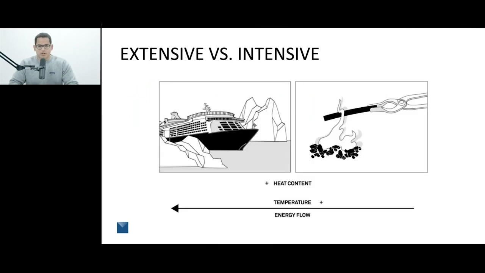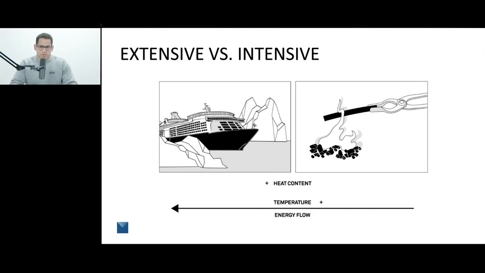So let's look at this next example here to just kind of keep trying to bring this home. Here we have on the left a ship in the Arctic Ocean. As you can imagine, the temperature is pretty low there. And then on the right, we have a rod that's being heated by some coals, and its temperature is going to be quite high. So the temperature of the rod is significantly higher than the temperature of the ship, as you can imagine, in the Arctic Ocean. However, the heat content of the ship is much higher than that of the rod.